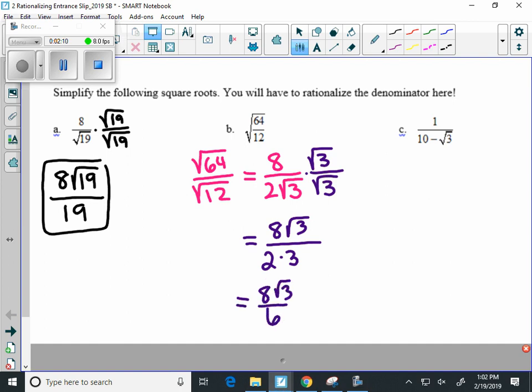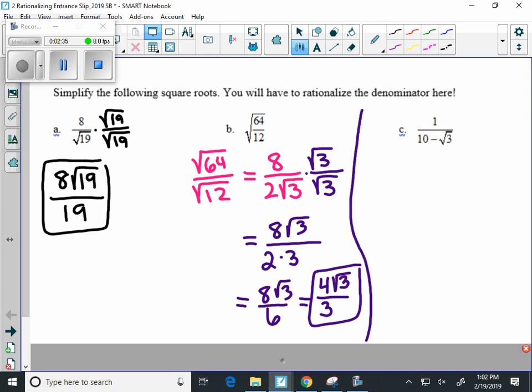And does 8 over 6 simplify? Yes, divide them by 2, and it's 4 over 3. So we become 4 radical 3 over 3. So that one's hard only because there's a lot of simplifying. Right? 8 divided by 6. Divide them by 2, and it's 4 over 3. Everybody good on that one? Makes sense now? Last one here.